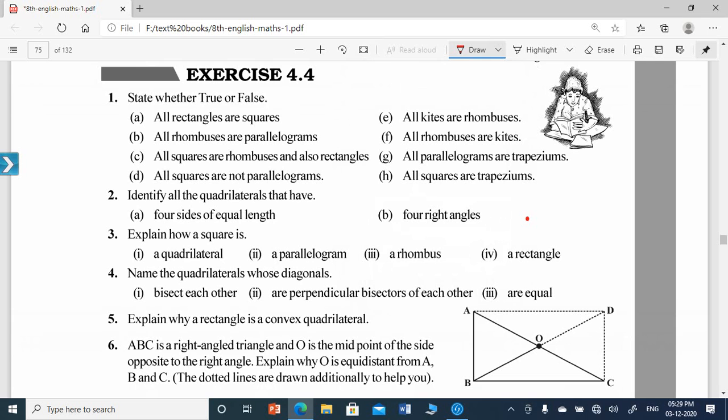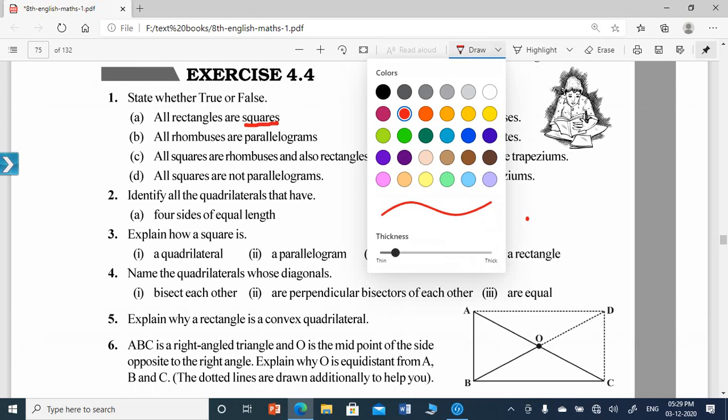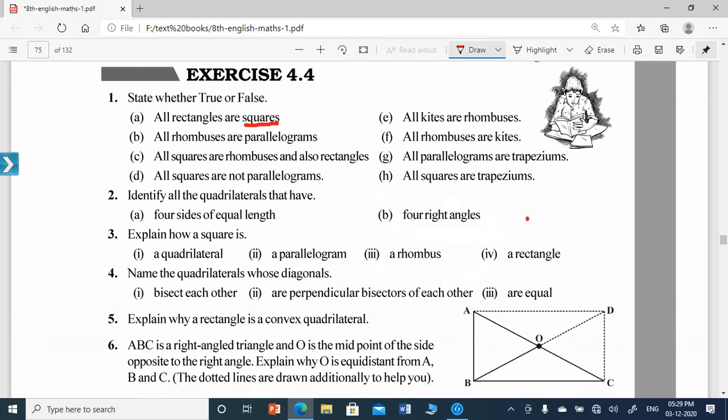To become a square, all sides should be equal, but in rectangle, only opposite sides are equal. So, all rectangles are not squares. Therefore, the statement all rectangles are squares is false, because to become a square all sides should be equal, but in rectangle all sides are not equal, only opposite sides are equal.